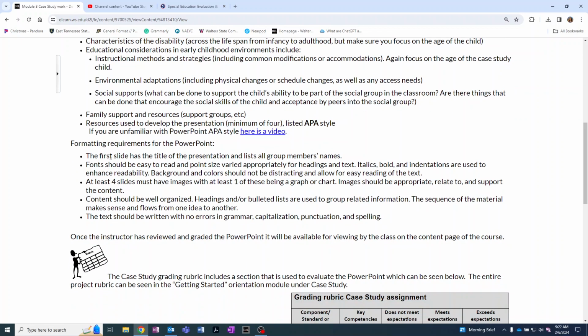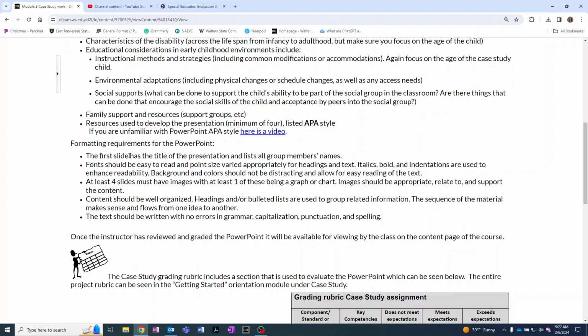So how you're going to lay this out, and the formatting requirements: the first slide is really going to be the title of your presentation, right? Second, make sure that your fonts are easy to read and accessible for all, and you have appropriate headings and text. Make sure the colors and background aren't distracting. You have to have at least 4 slides that include images, right? And one of those needs to be an image or graph. So they need to be appropriate and related to the content.